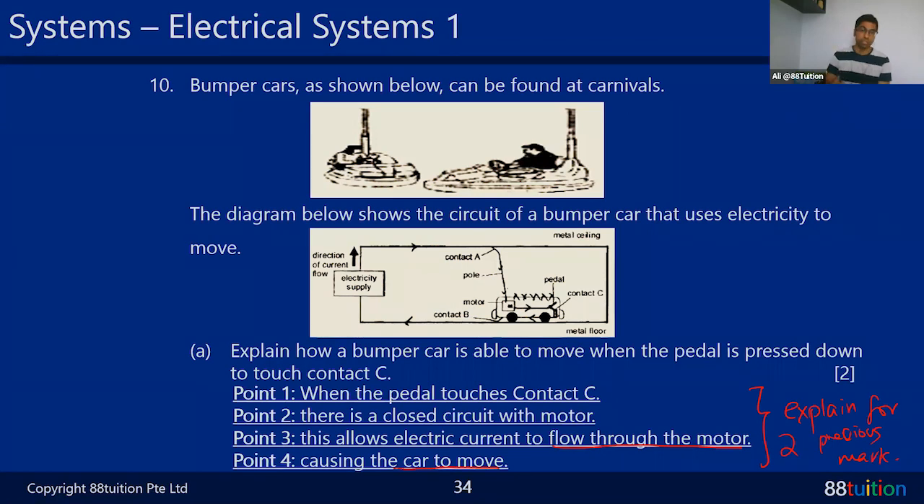You must say when you touch contact C, what will happen? Then the circuit will become closed. Then the electricity will flow. Then the car will move because the electricity is flowing. This is the full explanation. So this is why I say point 1, point 2, point 3, point 4. And similarly for all the open-ended questions, I did write down point 1, point 2, point 3, point 4. So if you want to pick out the exact points to score, you need to go through the answers in detail like what I have picked out.